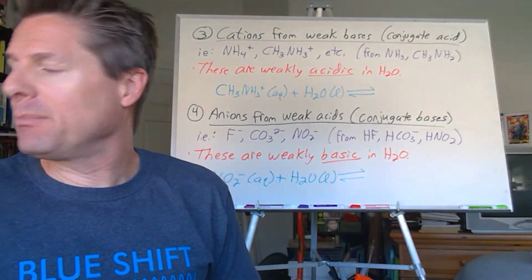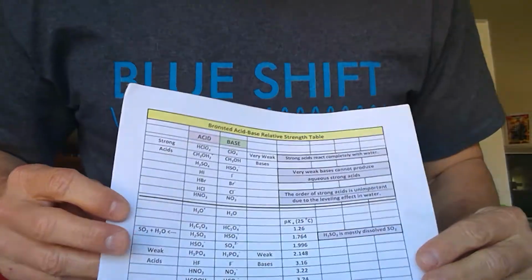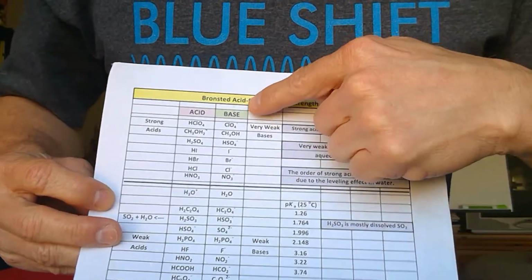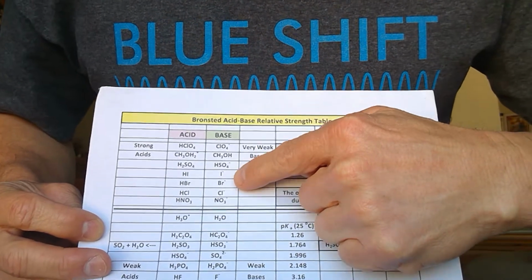If you look on your acid-base table at my weak bases, here are my bases right here, with weaker bases on top.